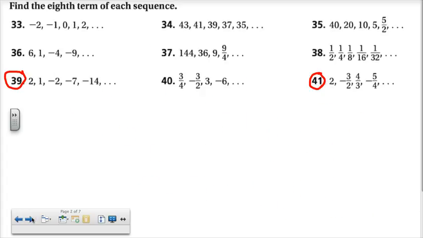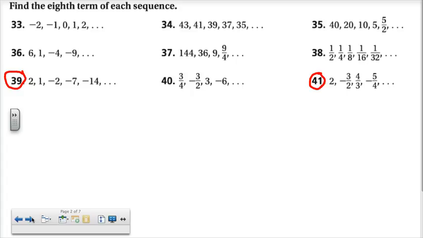All right, then the next ones, we'll just find the 8th term of each sequence. So we wouldn't have to write a rule for these. We would just have to notice the pattern and go from there. So number 39, we take a look and notice it goes from 2 to 1 to -2 to -7 to -14. So the thought would be, maybe it's just subtraction.